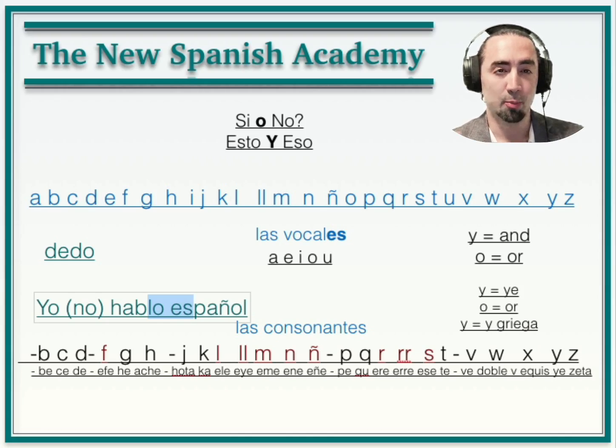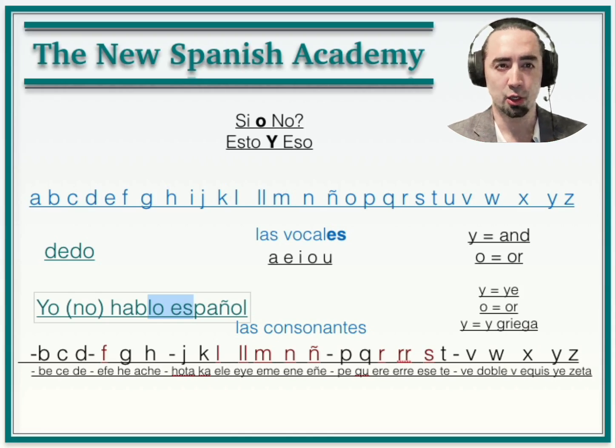I've lived in China for many years, and I've had this issue with Chinese speakers where they say hablo español, separated, because every word is one syllable in Chinese. So it's important for you to connect. When you do that, your Spanish is going to drastically become much better.